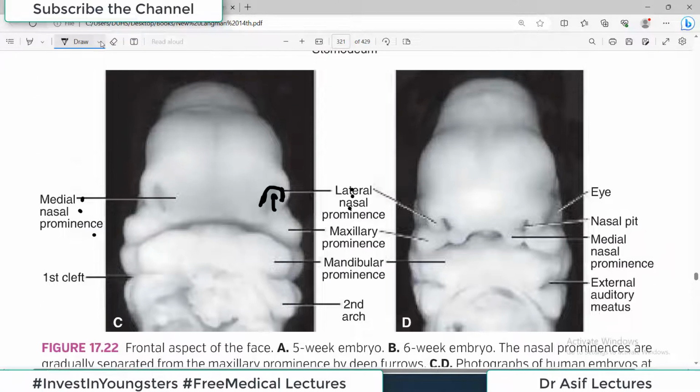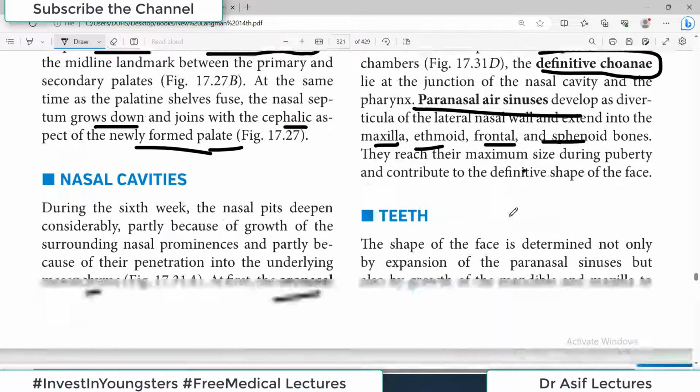So basically जो nasal cavity की formation है, it is deepening of the invagination of the nasal pit. ये जो nasal pit बनी थी in the nasal placode, ये nasal pit deep होती है, and with further growth and development the nasal cavity proper is developed.